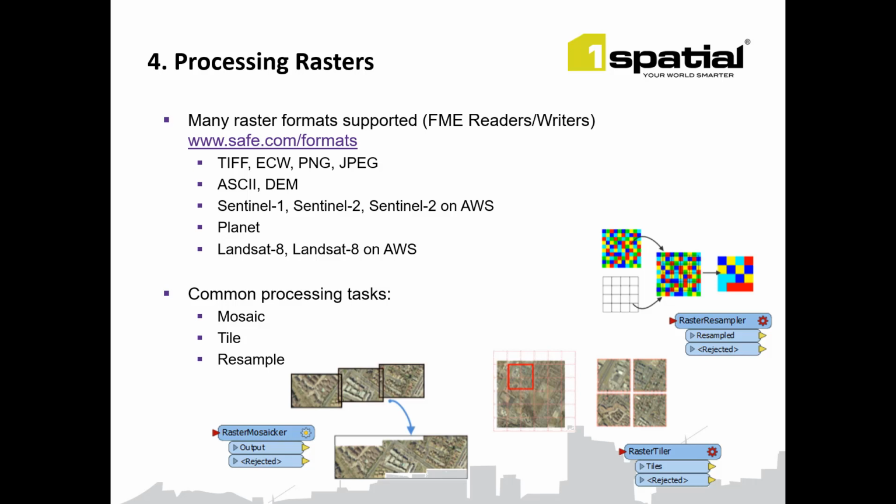And there are a whole family of transformers that act on raster data also. So for example, the raster mosaicer, that lets you combine or stitch images together. You've got the raster tiler, which lets you split data up into tiles based on either size or quantity. And a really useful one to know about, because often you need to resample rasters to work with them together. So the raster resampler transformer lets you do just that.